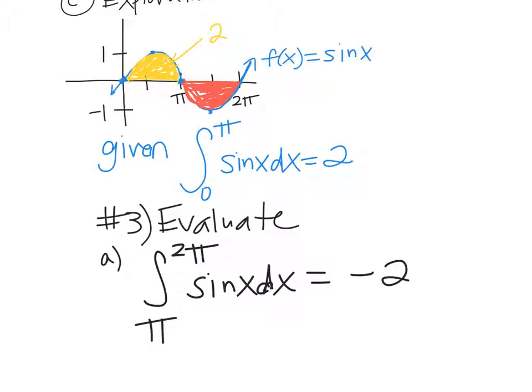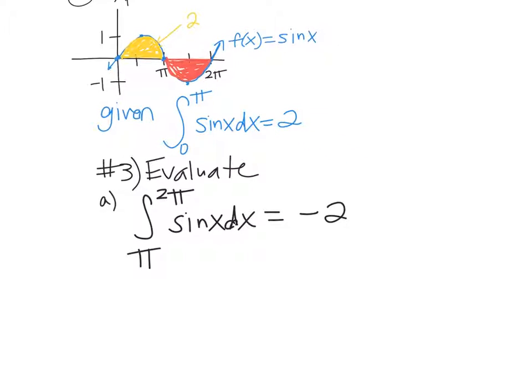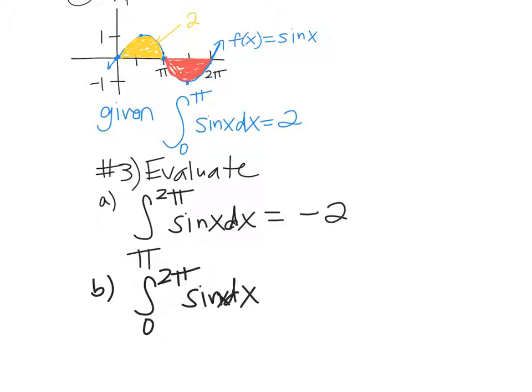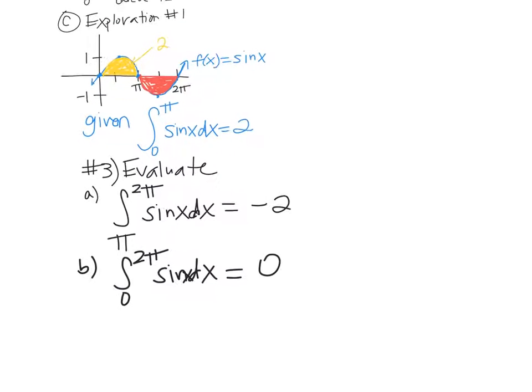All right, let's do some more. Letter B. How about the integral, oh, we just said this one, 0 to 2 pi of sine x dx? 0. So there's no math we're really doing. It's just knowledge of what you're doing. Oh, yeah, you're doing positive 2 plus negative 2. There's math.